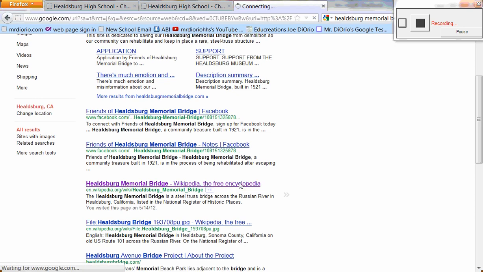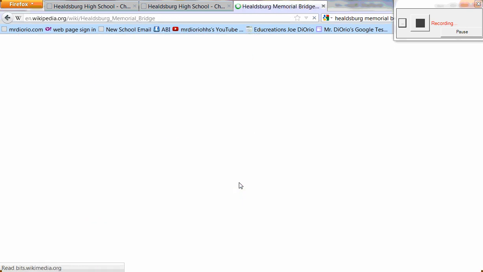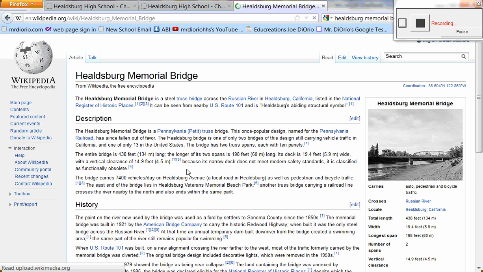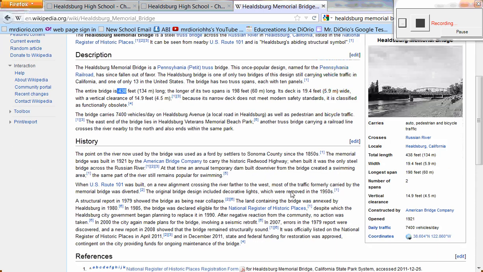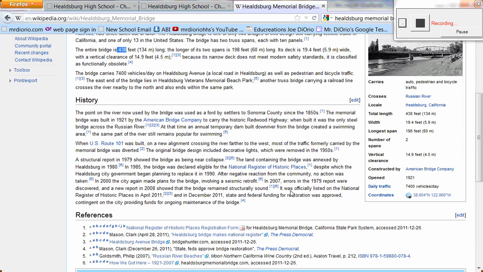Okay, what did we come up with, guys? 437. The bridge is 438 feet? What? Math works? No, that can't be right. No way. The entire bridge is 438 feet. Wow, the longer of the two spans 190 feet, while the deck's blah, blah, blah. Wow, guys, nice job. Math works.